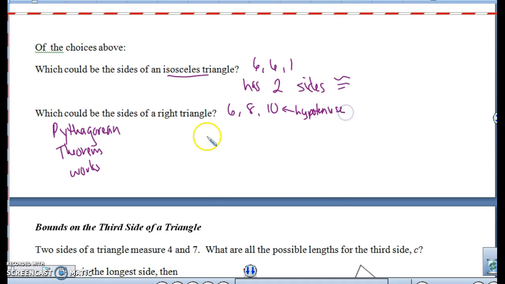So if I set up my formula, 6 squared plus 8 squared equals 10 squared, 36 plus 64 equals 100. Add these together, it works. The Pythagorean theorem works, so this triangle is a right triangle.